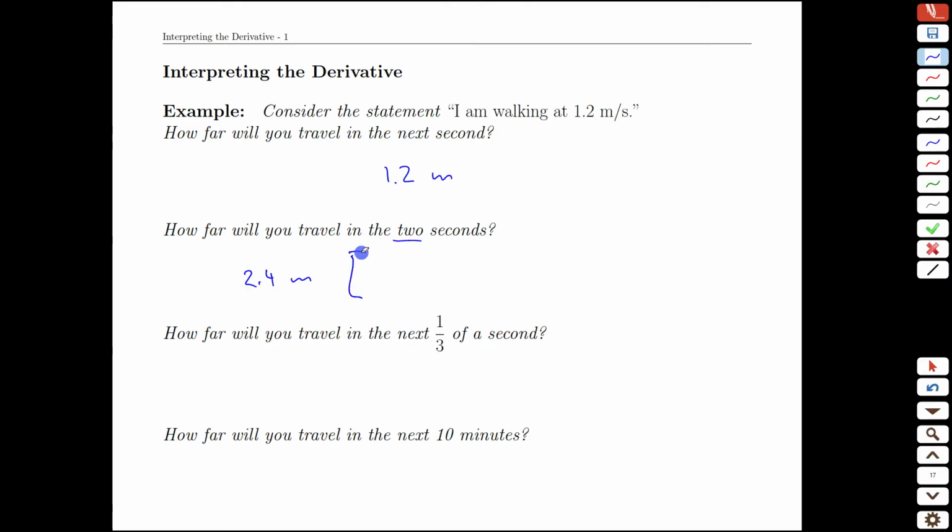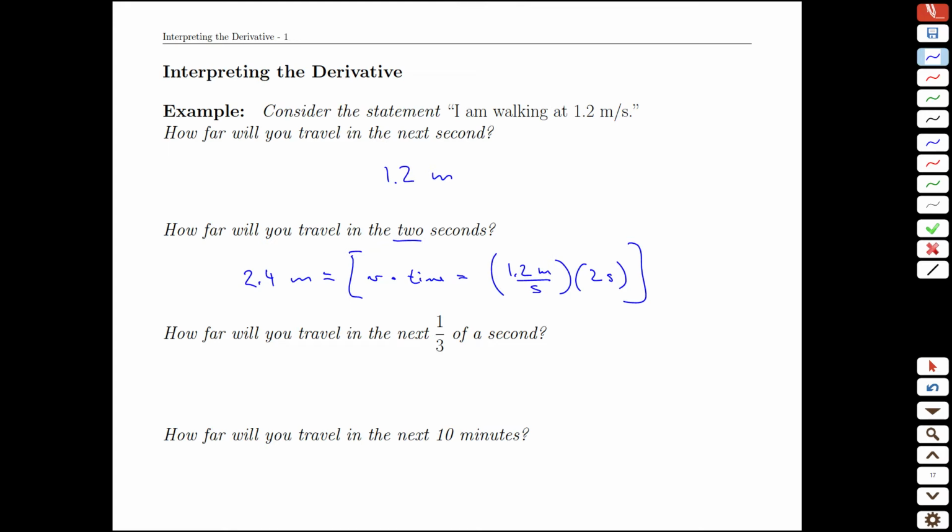Of course, we can validate that a little bit more by saying we're taking our velocity times the time, and that's our 1.2 meters per second times 2 seconds. That's how we can get that 2.4 meters. Notice the units cancel out perfectly, and we get meters as the natural distance units.